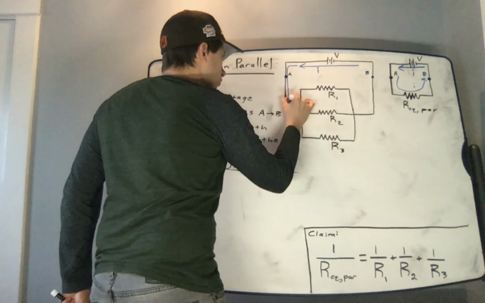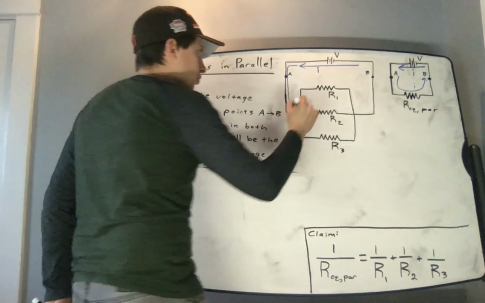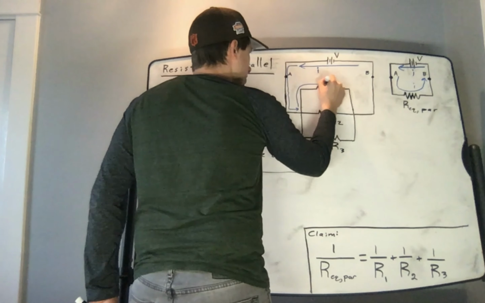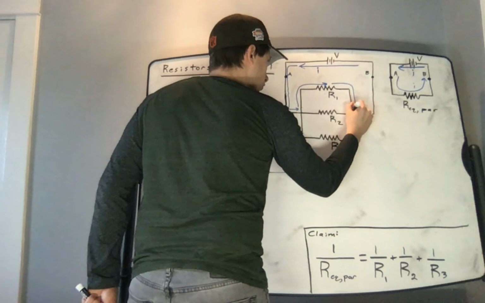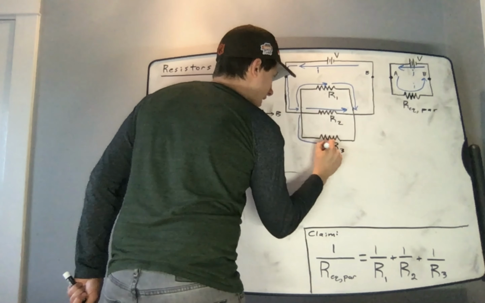If I look at the circuit on the left, I have current that will flow from the battery, but then that current will reach a junction. That current will be split, and some of that current will flow through resistor R1, some of that current will flow through resistor R2, and some of that current will flow through resistor R3.